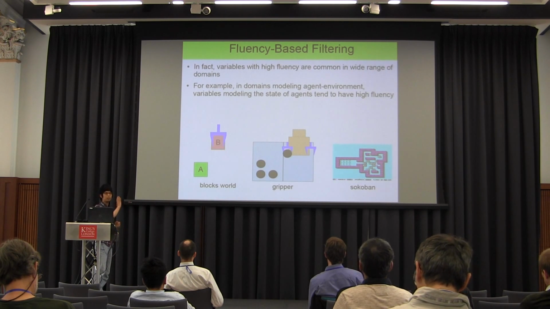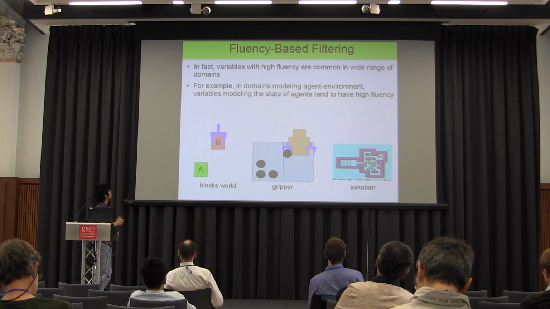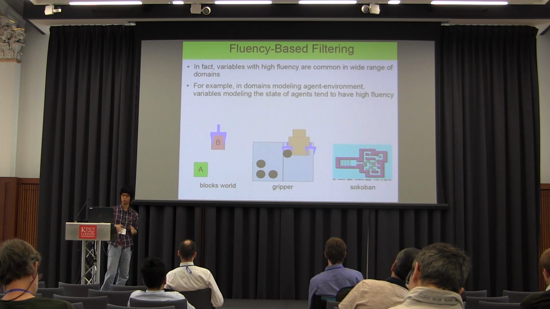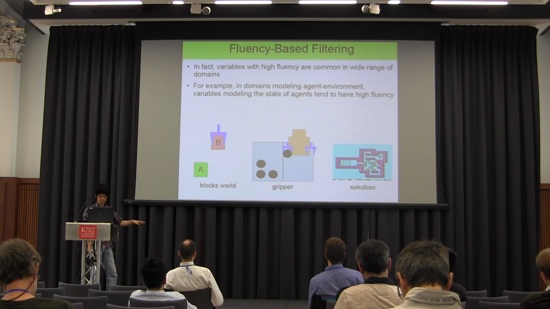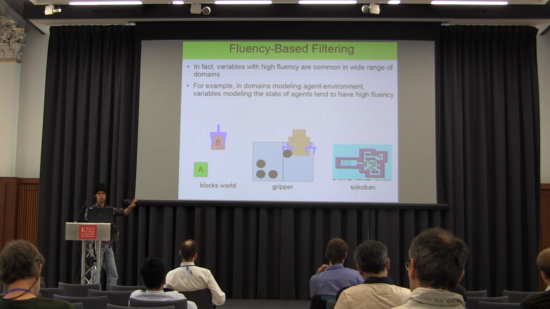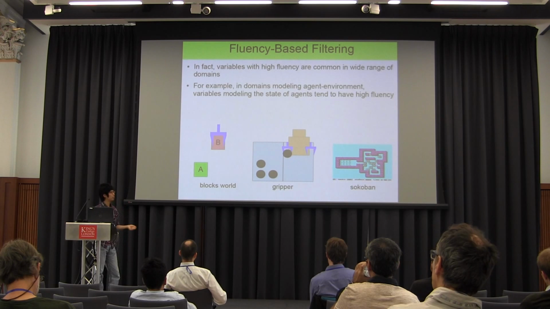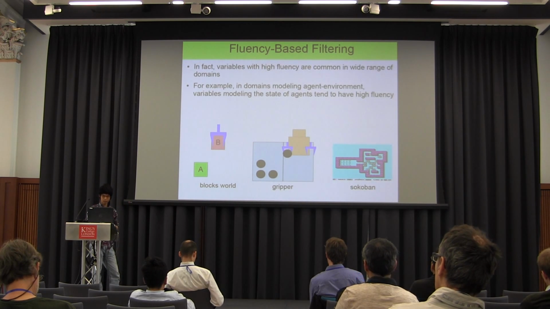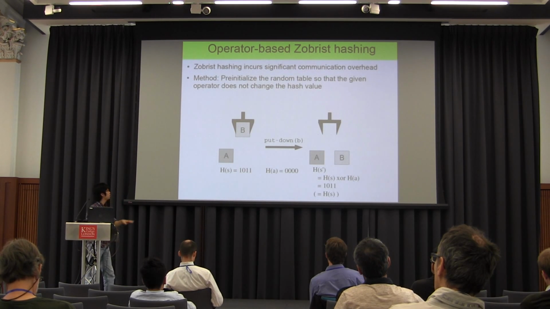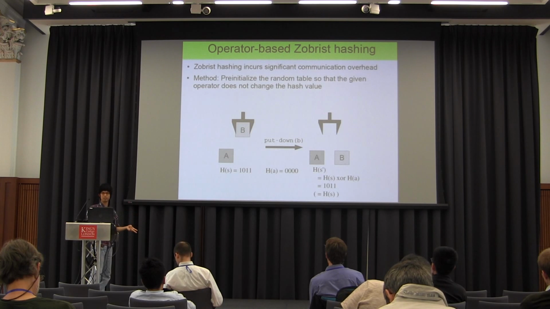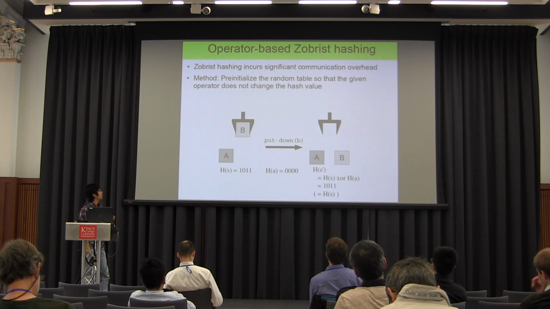We showed an example on blocks world, but variables with high fluency are very common in a wide range of domains. For example, in domain modeling of agents and environment interactions, variables modeling the state of agents tend to have high fluency. So this is not only a problem of blocks world, but actually a very common problem. That was a summary of fluency-based filtering. We don't talk about details here, but we also propose two other methods regarding the work distribution method. If you're interested, please see the paper for details.